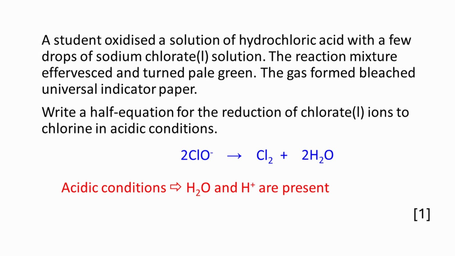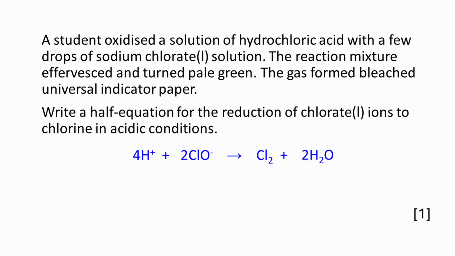Water is used to balance for oxygen. Protons are used to balance for hydrogen. In the final step, the half equation must be balanced for charge. The overall charge on the right of this half equation is 0. 2 electrons are added to the left-hand side. Reduction is gain of electrons. If you find that electrons appear on the right of a reduction half equation, go back and check your working out. This part of the question is now complete.